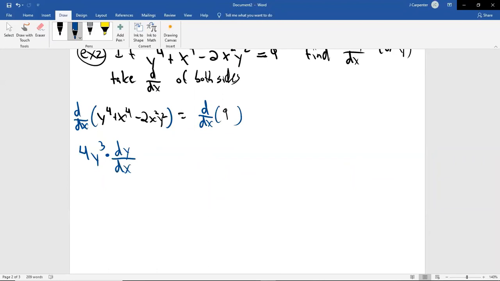Derivative of the outside times derivative of the inside, plus x to the fourth, that matches our with respect to variable, so that's just 4x cubed. No funny business there.